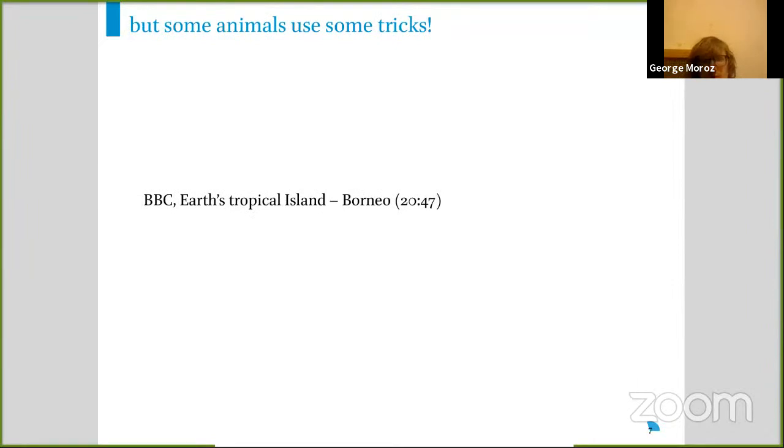So some animals actually use tricks in order to produce sounds. I will stop sharing for a moment and open this video. As far as I remember, the video will be a little bit clipping because I think it's a problem of my computer, but I will give it a try.